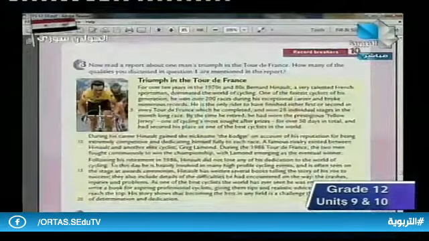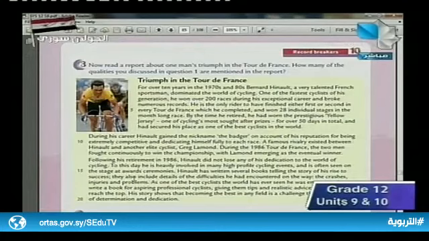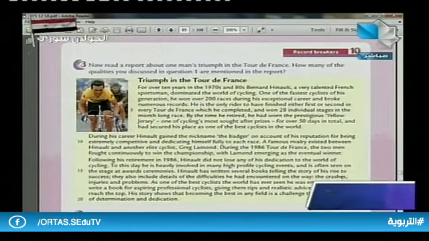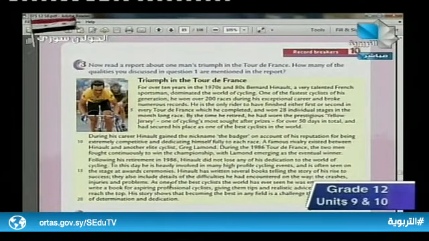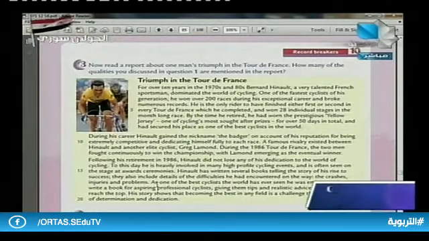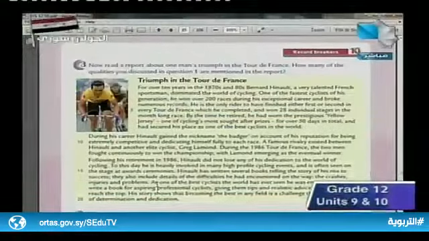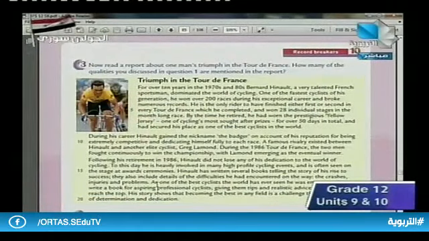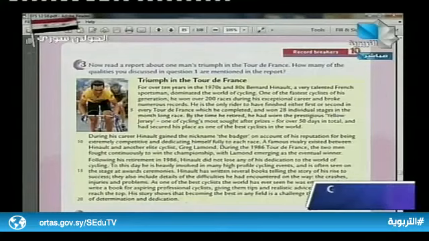And he has written several books telling the story of his rise to success. These books also include details of the difficulties he had encountered on the way: the crashes, injuries, and problems. So he wrote a book about his experience. Who did he write the book for? Aspiring professional cyclists. Why did he write the book? To give them realistic tips and advice about how to reach the top. Good. To become the best.